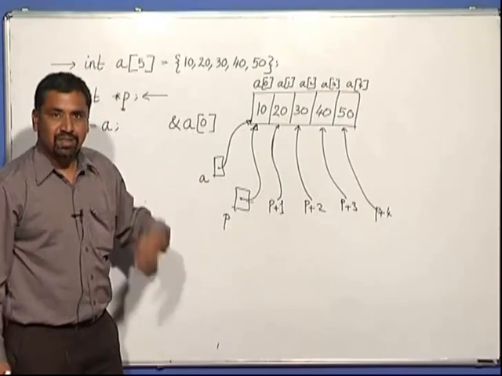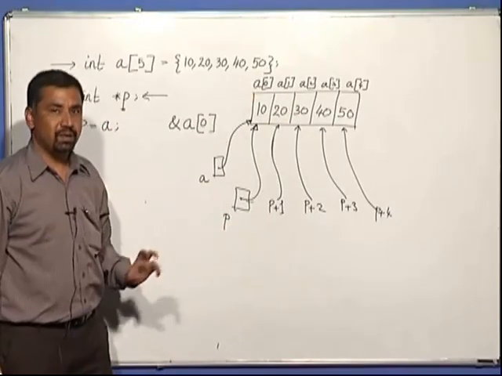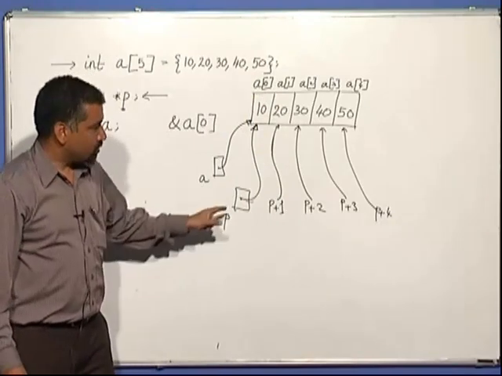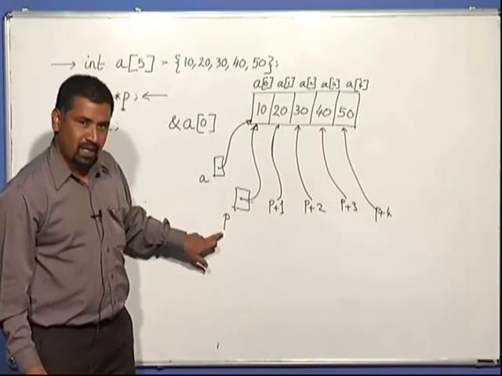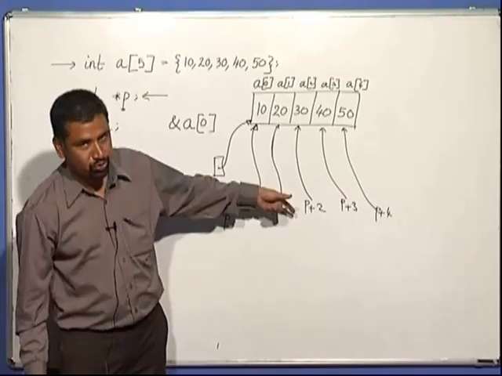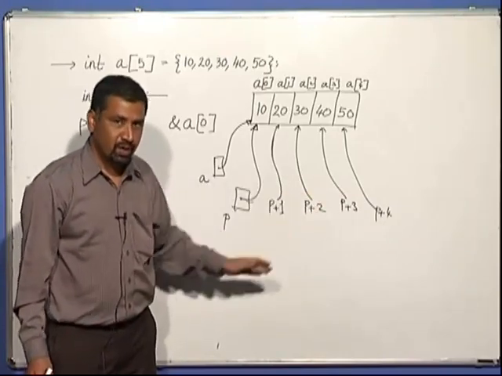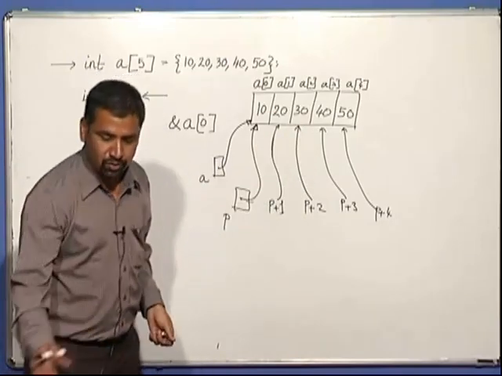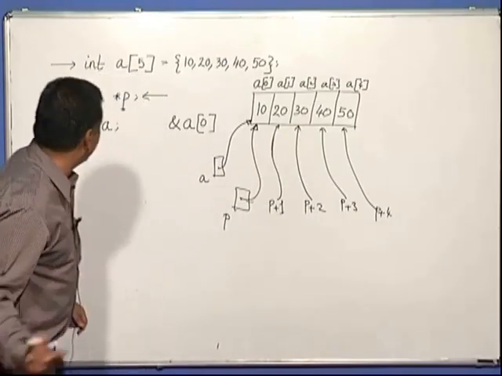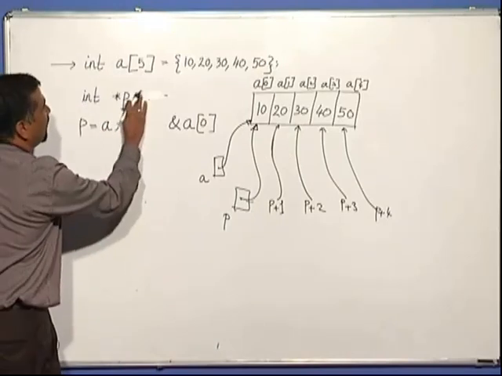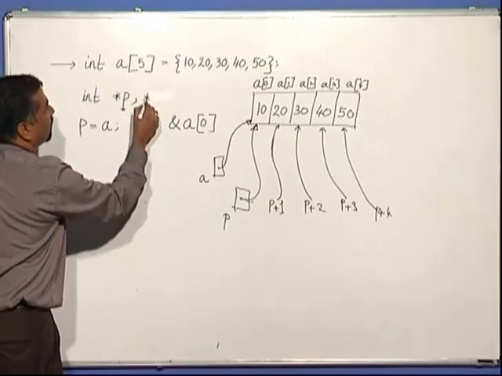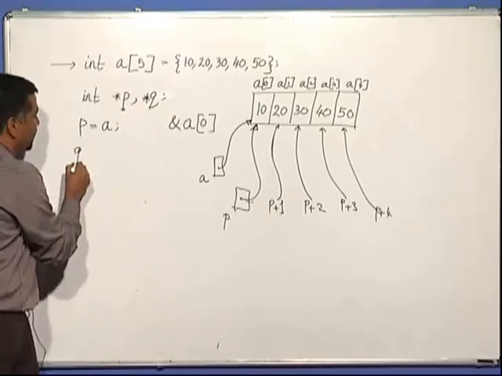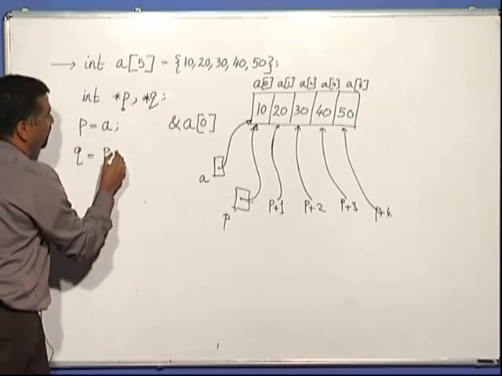P plus 2 means the second element after P. P plus 3 means the third element after P, and so on and so forth. So, once P is an address, P plus 1, P plus 2, P plus 3, P plus 4 simply denote the next element, next element, next element, and so on. Okay. And let us say I have one more pointer here. Now, if I say Q is equal to P plus 2.